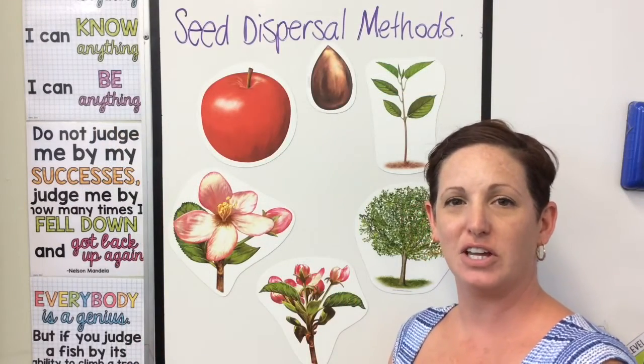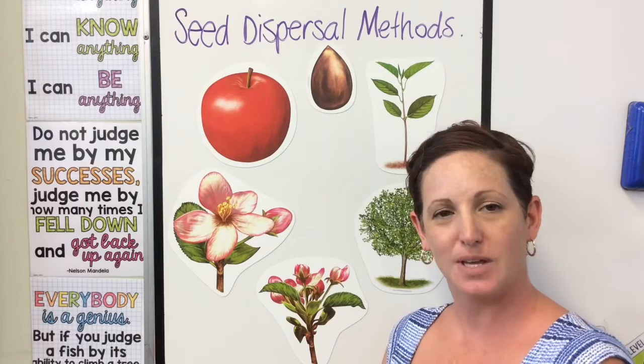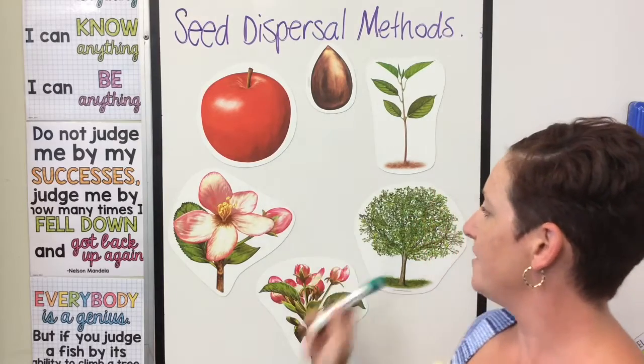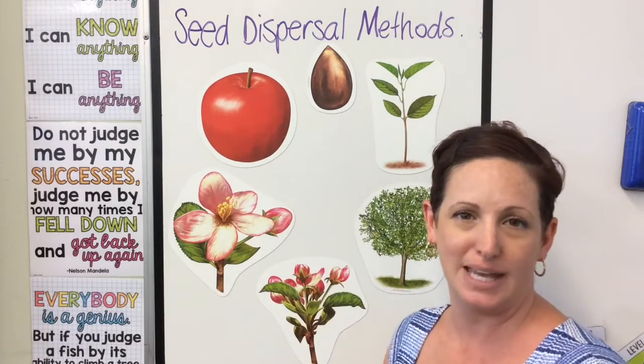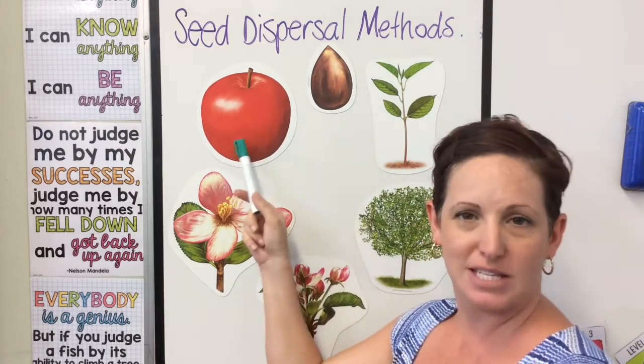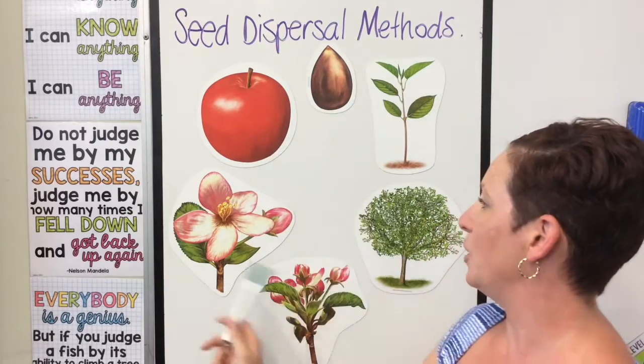Today's video lesson is about seed dispersal. By now, you should be very familiar with this cycle. This is the cycle of a flowering and fruiting plant. This one in particular is an apple tree, so let's have a look how it goes.